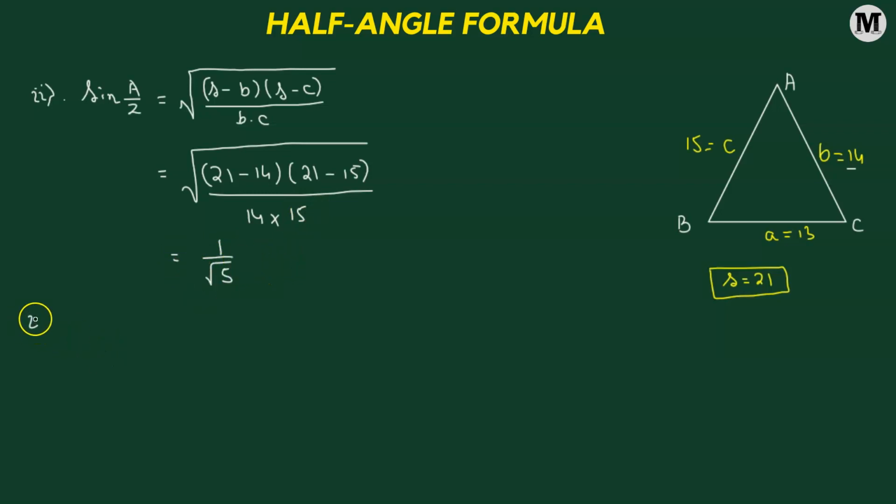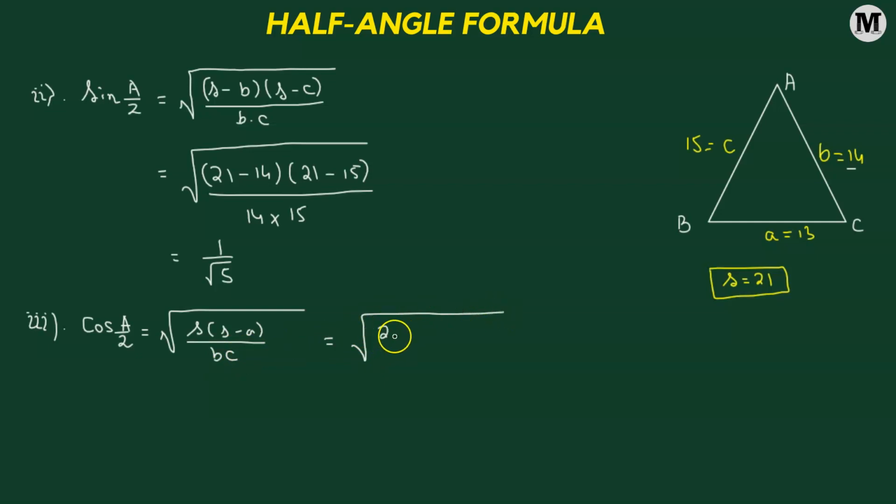Let's go to the third problem. In the third problem, we need to determine the value of cosine of A over 2. For cosine of A over 2, we also have a standard formula. This is given by the square root of s times (s minus a), divided by bc. Let's substitute the values here. We have the square root of 21 multiplied by (21 minus 13), divided by 14 multiplied by 15. When we simplify this, we get a value equal to 2 over square root of 5.